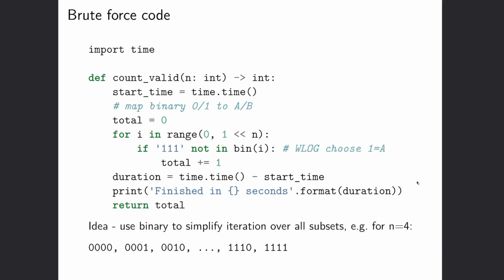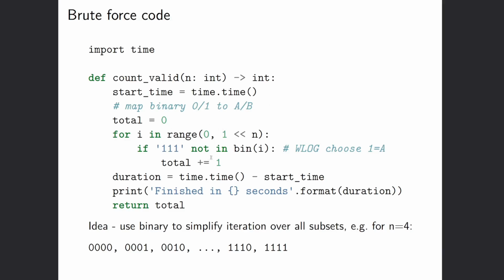So here's the code for that. Import time just to see how long it takes. Then we've got our function count valid. Basically, just for ease of coding, we're going to map binary 0 and 1 to A and B, because we just have two possibilities for each character. So we're going to iterate through all possibilities for the length of our string.